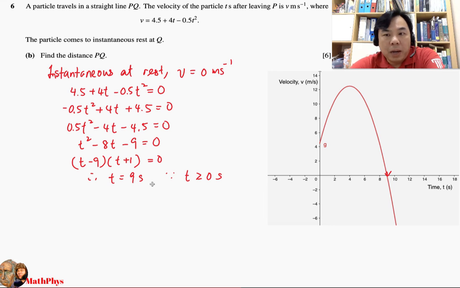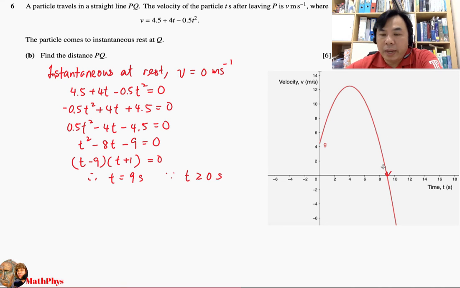So I will know that the time when the particle reaches instantaneously at rest is at t equal to 9 seconds. But how far is this distance? Like, find the distance PQ then, right? So now let's read through one more time. The velocity of the particle after leaving P is given by this. So the particle comes to rest at Q. So find the distance PQ there. Travel in straight line PQ.